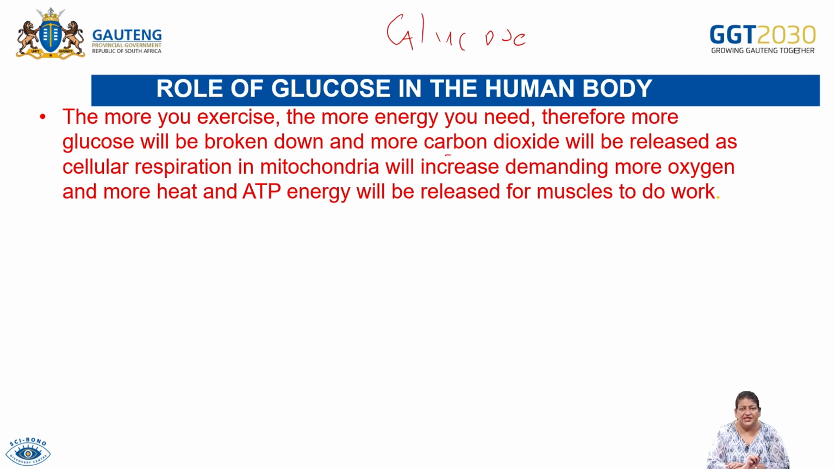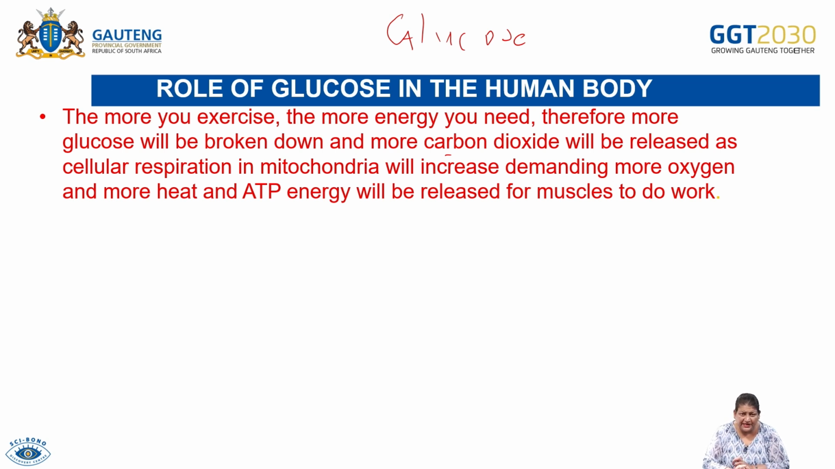Understand that glucose gives us energy. Okay, we don't say sugar because sugar is what you use in the tea. We always say glucose gives us energy because it's the simplest sugar, simplest form of a sugar. So the more you exercise, the more energy you need. So if you are going to exercise, your muscle cells will need more energy.